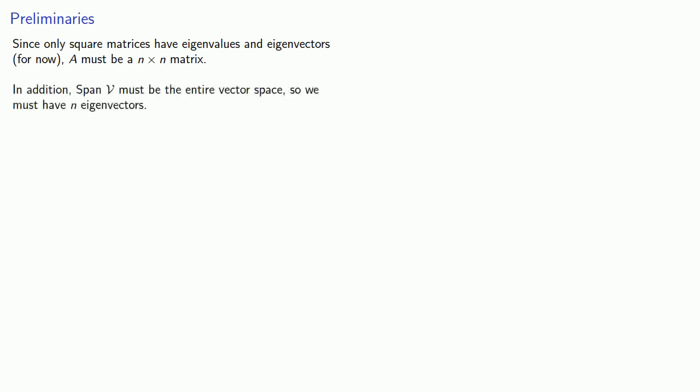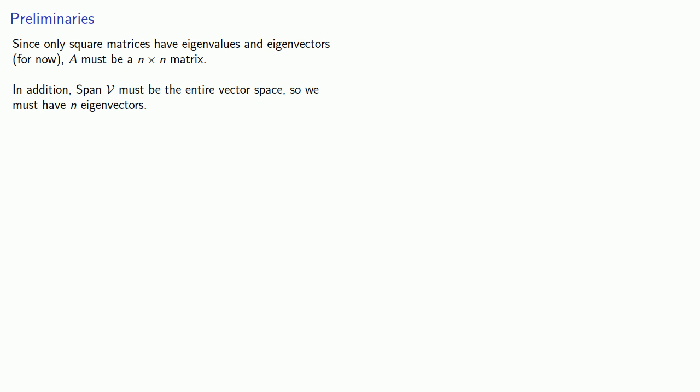Well, there are some necessary preliminaries. Remember that only square matrices have eigenvalues and eigenvectors. For now, in a later course you'll find out what happens if you have a non-square matrix. Then it follows that A has to be an n by n matrix. In addition, because we have to define A in terms of what it does to any vector in its vector space, the span of the eigenvectors must span the entire vector space, which means we must have n distinct eigenvectors.